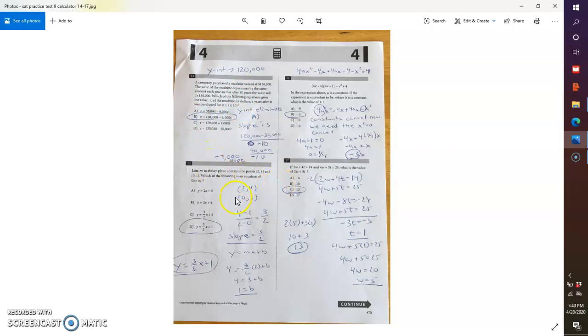Here we're trying to find the equation of a line based on two given points. We need a slope and a y-intercept. I find my slope using the slope formula. 4 minus 1 over 2 minus 0 equals 3/2. And there's my slope. When I plug my slope and one of my points in, I solve for b. 3/2 times 2 is 3. We subtract 3 on both sides, and my y-intercept is 1. And y equals 3/2 x plus 1.